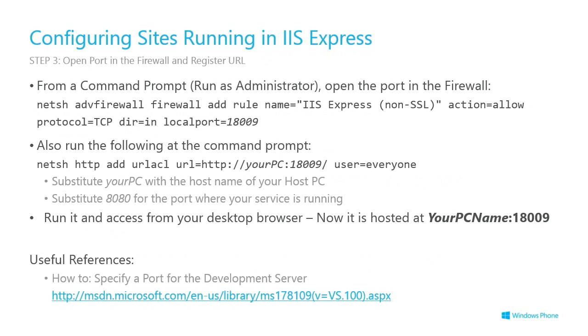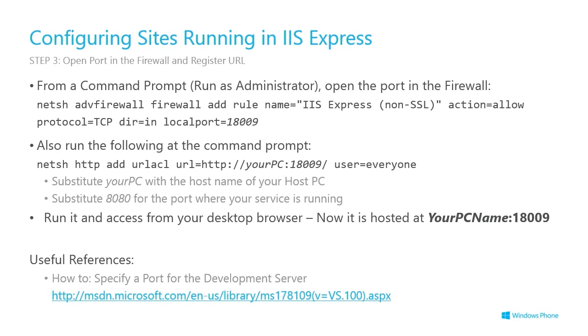So you start a command prompt as administrator. First of all, open the port in the firewall using that command there for the port number. Here we're using an example of 18009. And you also need to add a URL ACL. This is a kind of reservation that allows you to use that port number for remote requests.